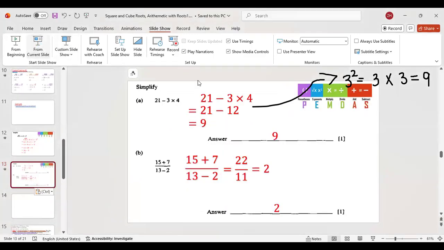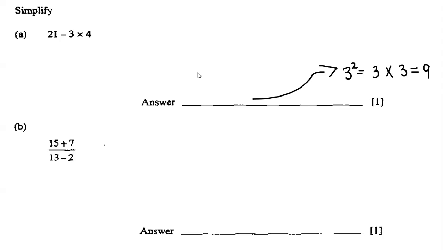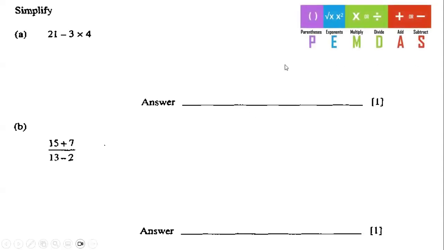Okay, so with this one, we have part A, 21 minus 3 times 4. And again, we want to use PEMDAS, all right? So for this one, how do y'all think you're going to do this? Multiply. We're going to multiply first, right? So we multiply 3 times 4, that gives us what?